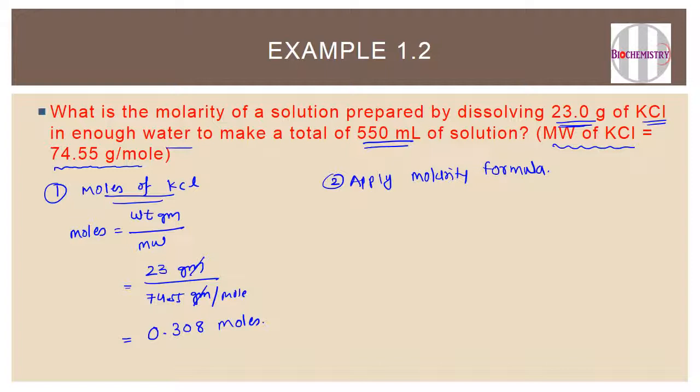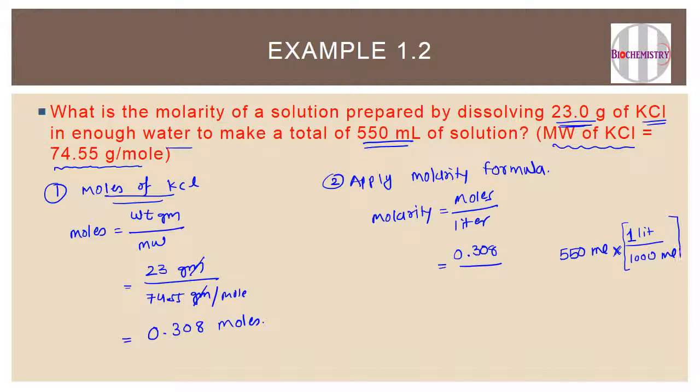Okay, now we can apply the molarity formula. So molarity is equal to moles per liter. Now here there is one glitch. Moles we know is 0.308, but the volume is 550 ml. So if I divide 550 ml by 1, but instead of 1, I say 1 liter divided by 1000 ml, the answer of this is 1, because both are 1 liter divided by 1 liter. So we are just converting this into liter.